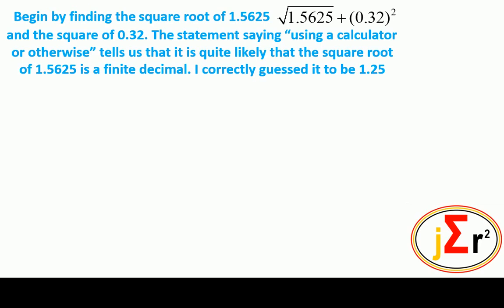Generally, any other method might not be the easiest way to solve the problem. The simplest way should be the first one that the examiners suggest, which is by making use of a calculator. The statement says use a calculator or otherwise. This tells us that it is quite likely that the square root of 1.5625 is a finite decimal. If we can find the square root of this without using a calculator, it means that quite likely it is a finite decimal, which makes it what we call a rational answer.